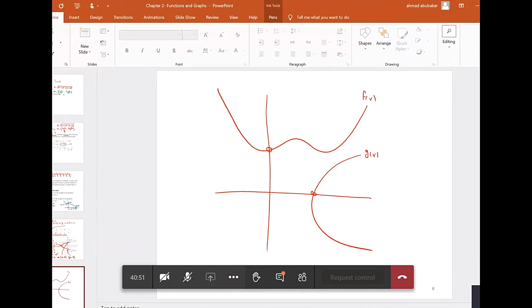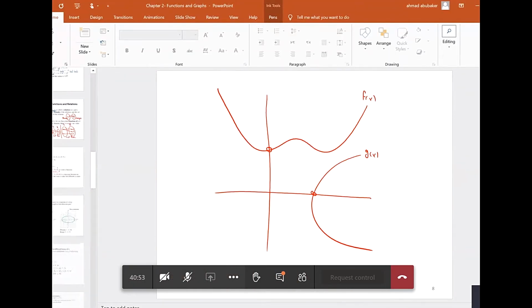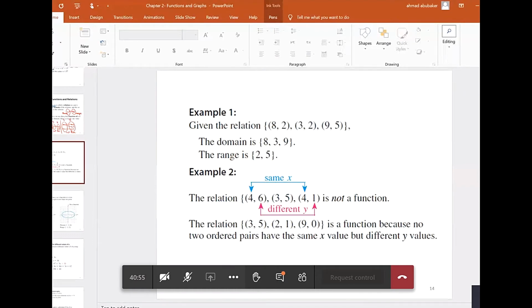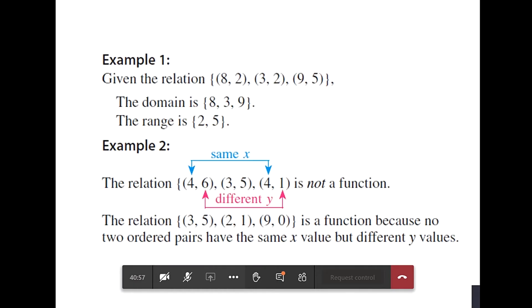طيب نشوف شو ممكن نسأل هنا. Look at this. This is the relation. Okay. What's the domain of this relation? The domain, this is the first coordinate. This is the domain.